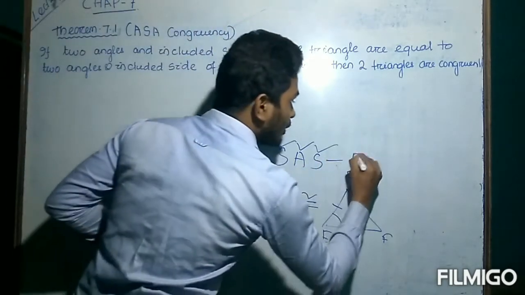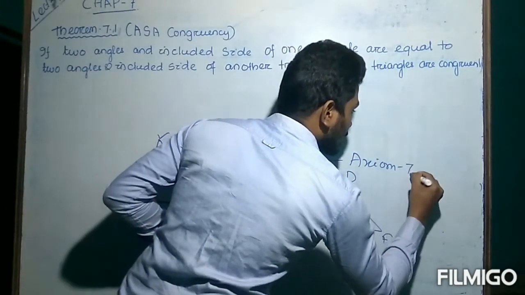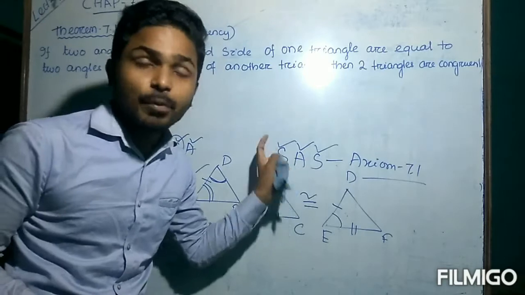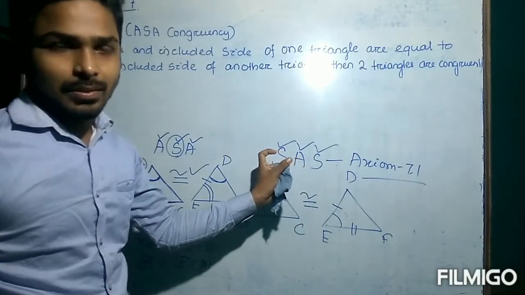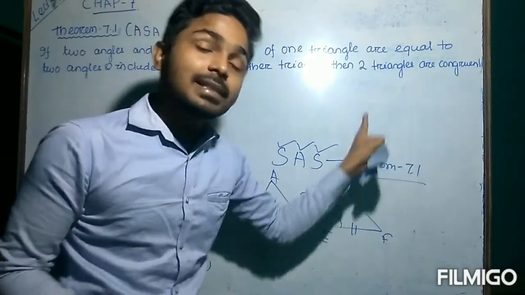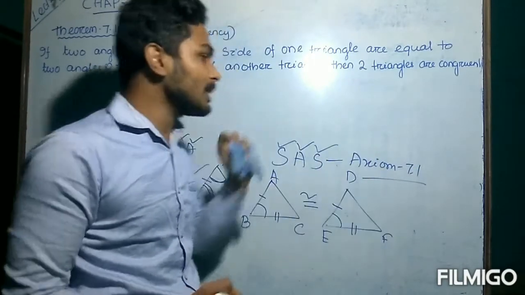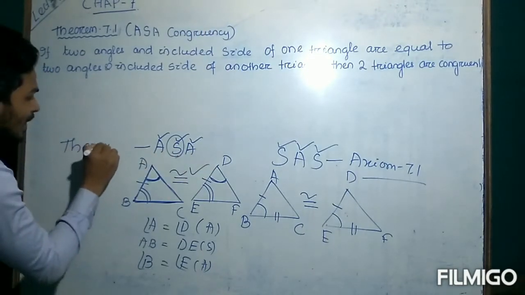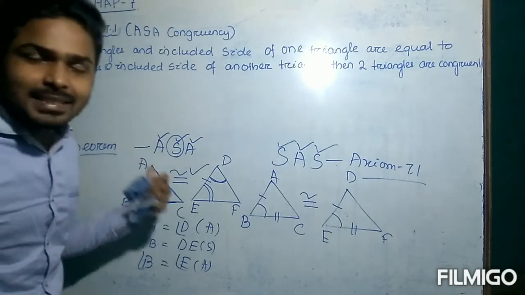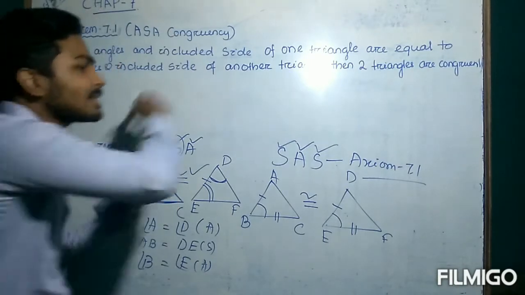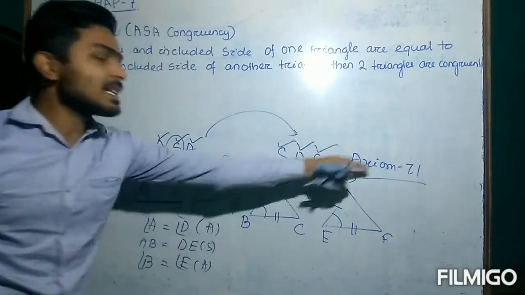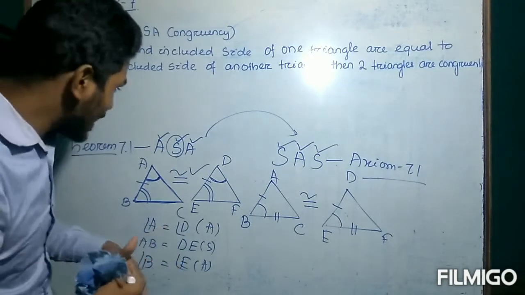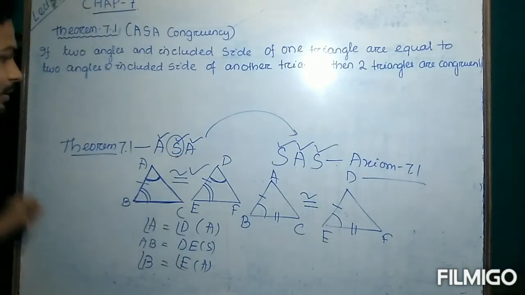Since SAS is an axiom, we do not need to prove it. It is an axiom, a postulate, an assumption. We have discussed that an axiom is a self-proven statement. We don't need to prove it. But ASA congruency is a theorem. Since it is a theorem, we have to prove it with the help of axiom 7.1. This is theorem number 7.1. So let us start with theorem 7.1.